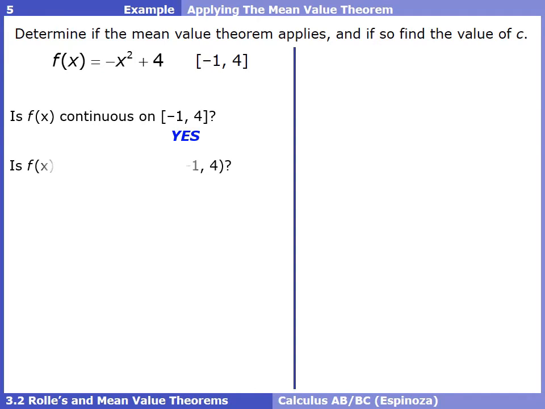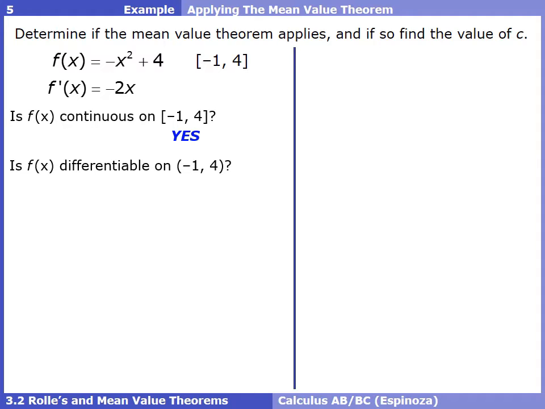The second thing we have to check for is, is the function differentiable from negative 1 to 4? Or in other words, are there any sharp corners that will keep you from taking any derivatives from negative 1 to 4? Well, again, this is just a parabola. It's an upside down parabola. So of course there's no sharp corners on that kind of a graph. And you can see from the derivative below, f prime of x is equal to negative 2x.